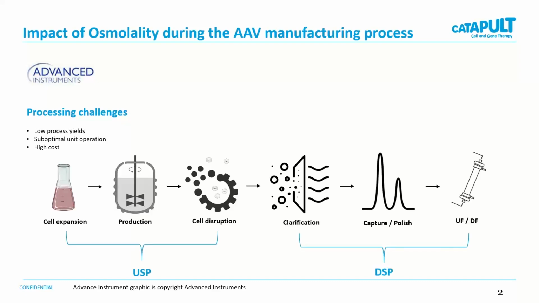On this slide, you can see a generic process for AAV manufacturing, where you start with your cell expansion, then go into a stir tank bioreactor for production. Finally, for the upstream, you have to disrupt the cells in order to release your AAV. You can do that with a chemical lysis, for example. Then you go to the downstream, where you can do clarification, followed by capture, polish, ultrafiltration, and air filtration. Today, I'm going to focus mainly on the upstream, but I will also talk about the impact it can have on both upstream and downstream.